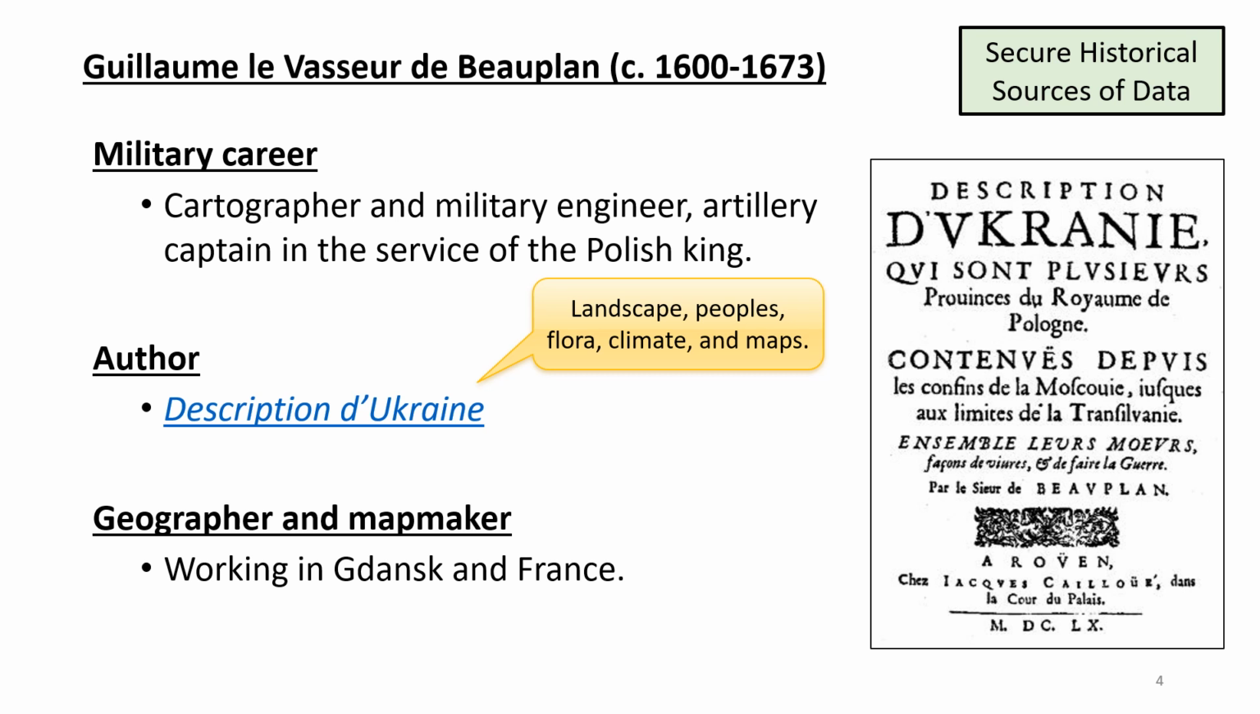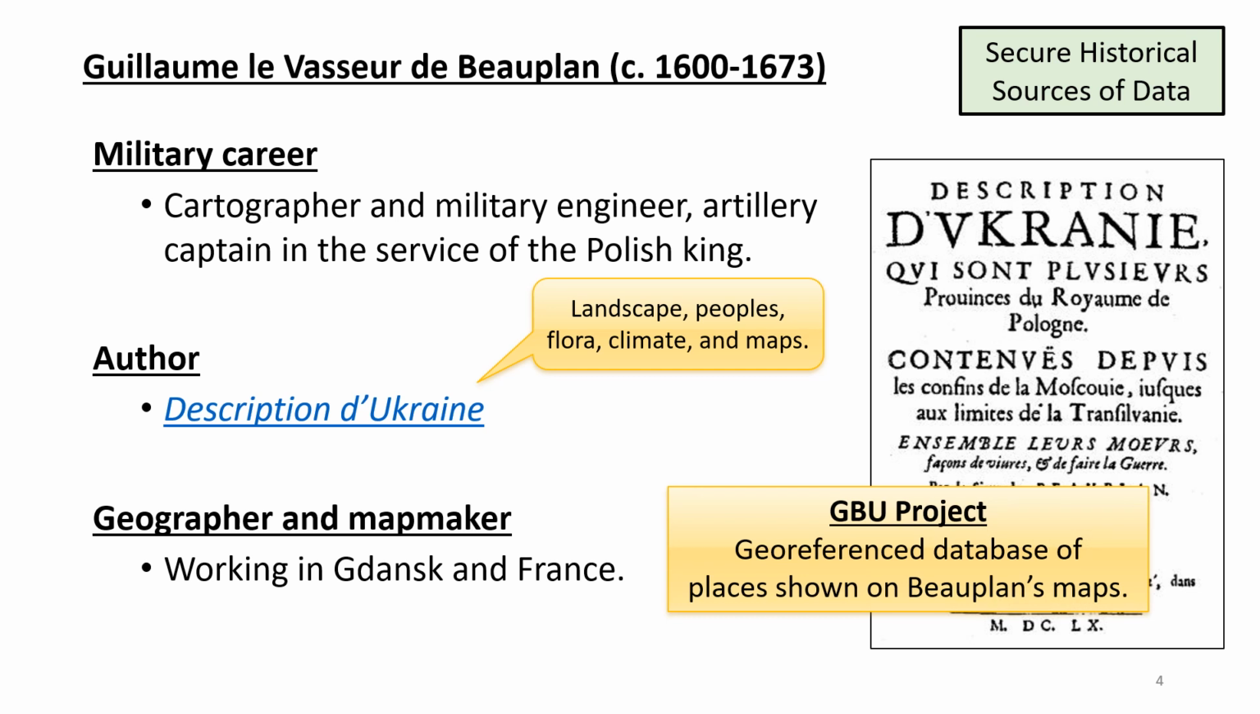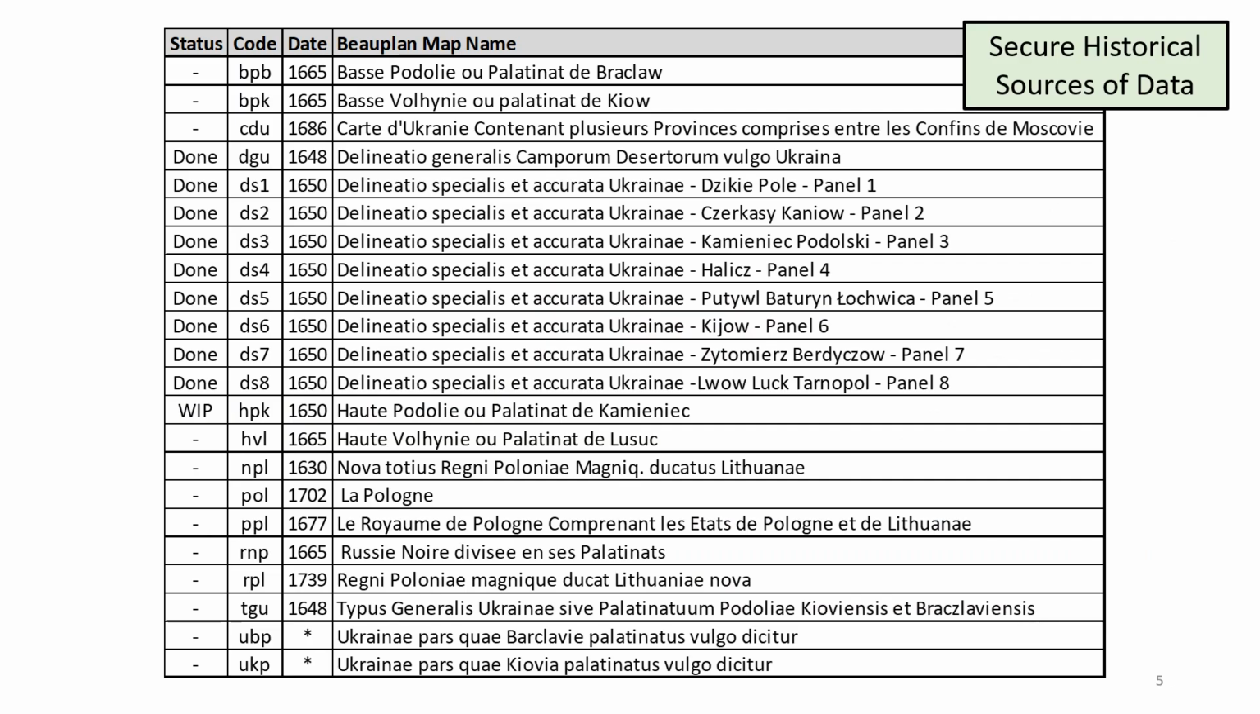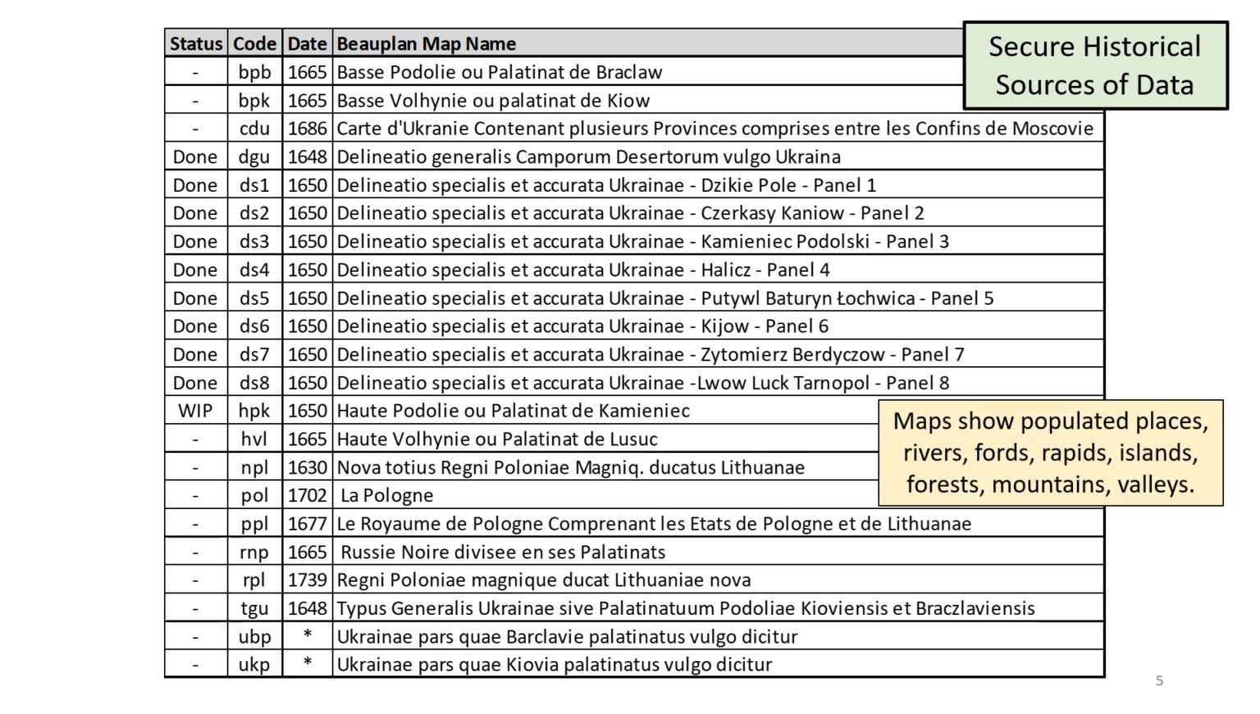The purpose of the Gazetteer of Beauplan's Ukraine project is to provide a georeferenced database for places shown on Beauplan's maps. Here is the list of Beauplan maps that we have been using to prepare our gazetteer. These maps show populated places, rivers, river fords, rapids, islands, forests, mountains, and valleys, all of which we have included in our gazetteer.